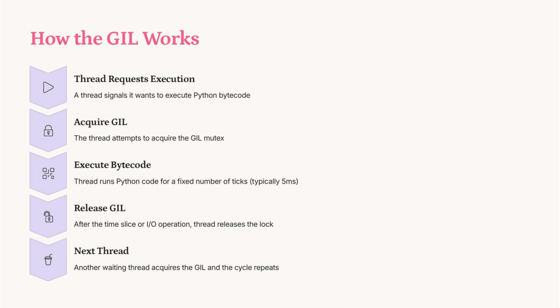When a thread requests execution, it signals its intent to run Python bytecode. It then attempts to acquire the global interpreter lock, GIL. Once acquired, the thread executes Python code for a fixed duration, typically 5 milliseconds. After this, the thread releases the global interpreter lock, allowing another waiting thread to acquire it, continuing the cycle.